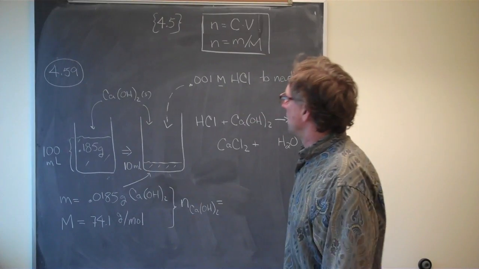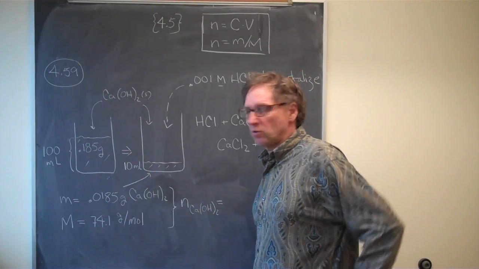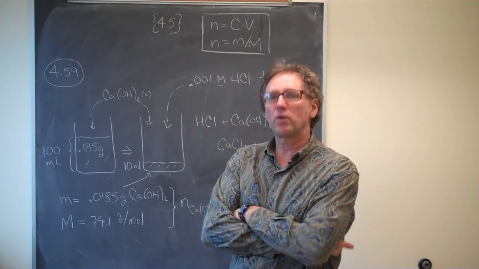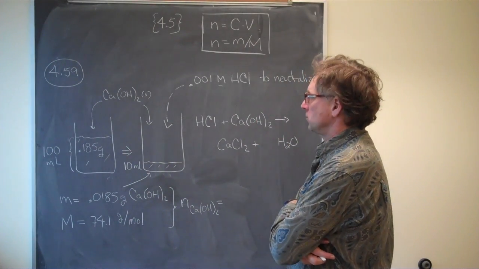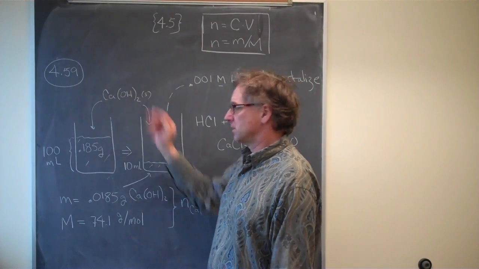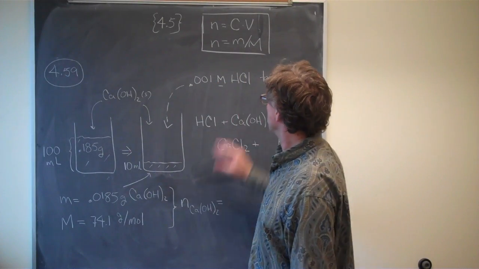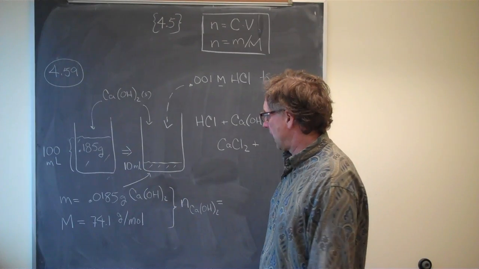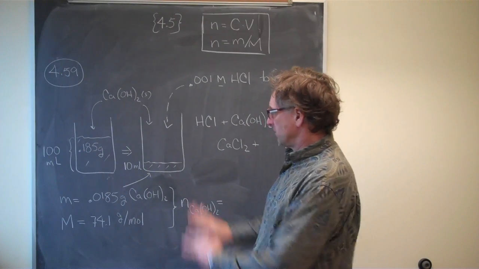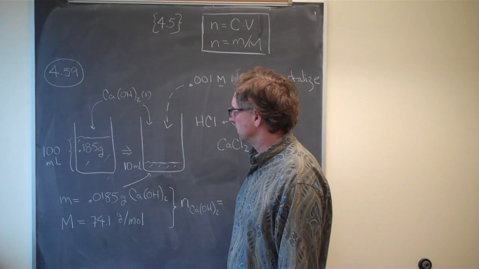Well, hi, I'm here to help you out with, in section 4.5, this is problem 4.59, and this problem has to do with how to neutralize a solution of calcium hydroxide with some rather dilute looking 0.001 molar hydrochloric acid. So I'll just get us right into this.